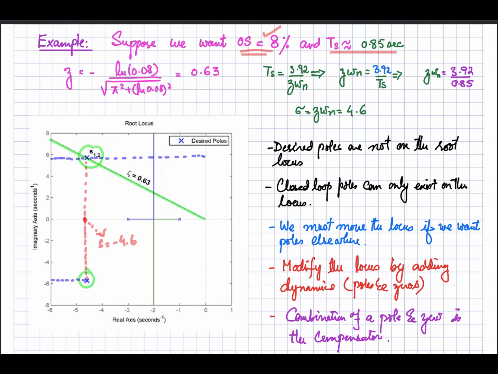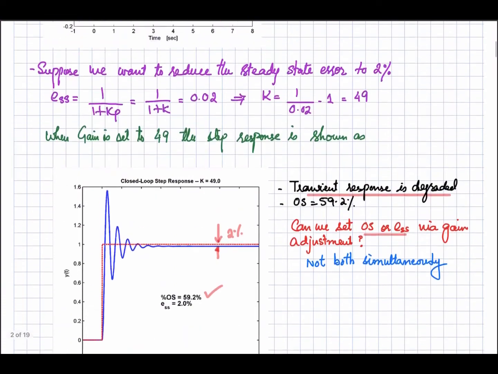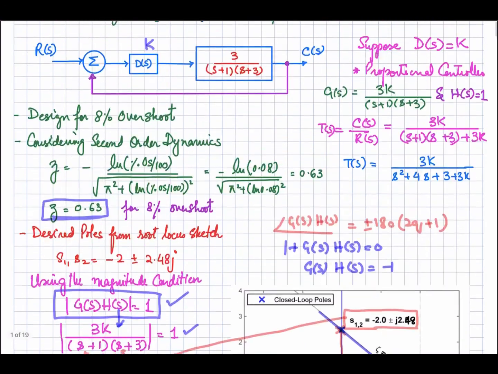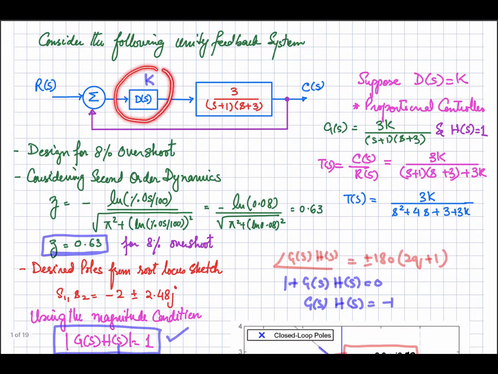So how can we do that? We will have to modify the root locus, and that can be done by adding dynamics. Means you can add the poles and the zeros in your system as a controller or as a compensator, so that your root locus passes through the desired position. So a combination of a pole and zero is the compensator that will be introduced over here. So if I go back and look at this one, it's no more the simple proportional controller. Rather, with the gain, it will be having a zero and a pole, right?